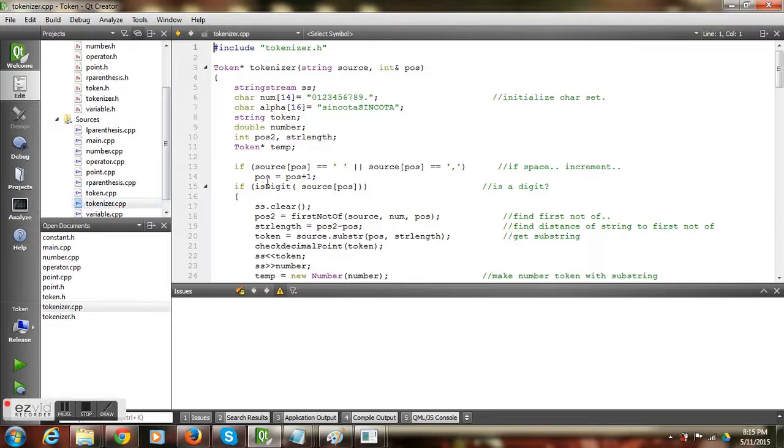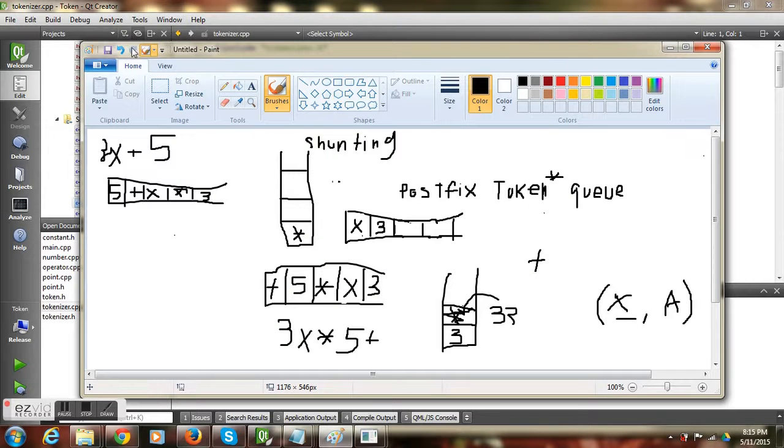And you see here, this is our tokenizer. We're going to tokenize every part, and you see that if it's a digit, it will make a token pointer of number. I'm going to just show you something more visual. We're going to use the expression 3 times x plus 5. I forgot the multiply between the 3 and the x. Below that is the postfix queue. These are token pointers, right? So 3 times x plus and then 5. So I've tokenized it correctly and pushed it into the queue.